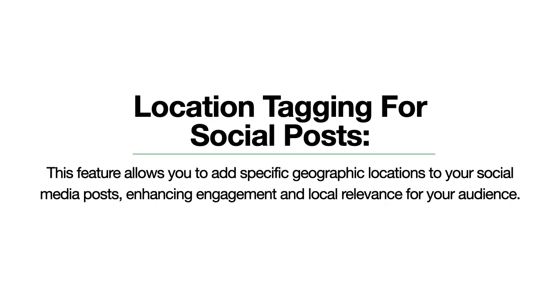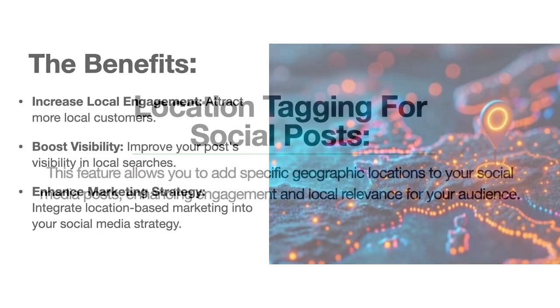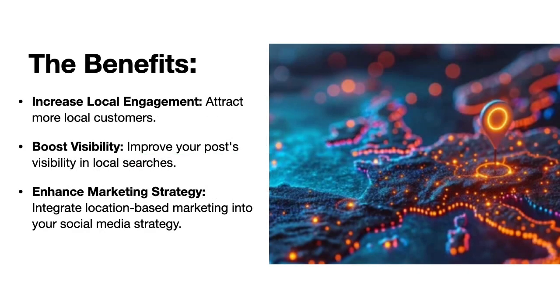Newest update is location tagging for social posts. This feature allows you to add specific geographical locations to your social media posts, enhancing engagement and local relevance for your audience. As far as benefits go, this is going to increase local engagement because now you can attract more local customers. It's going to boost your visibility because it is going to improve your post's visibility within local searches.